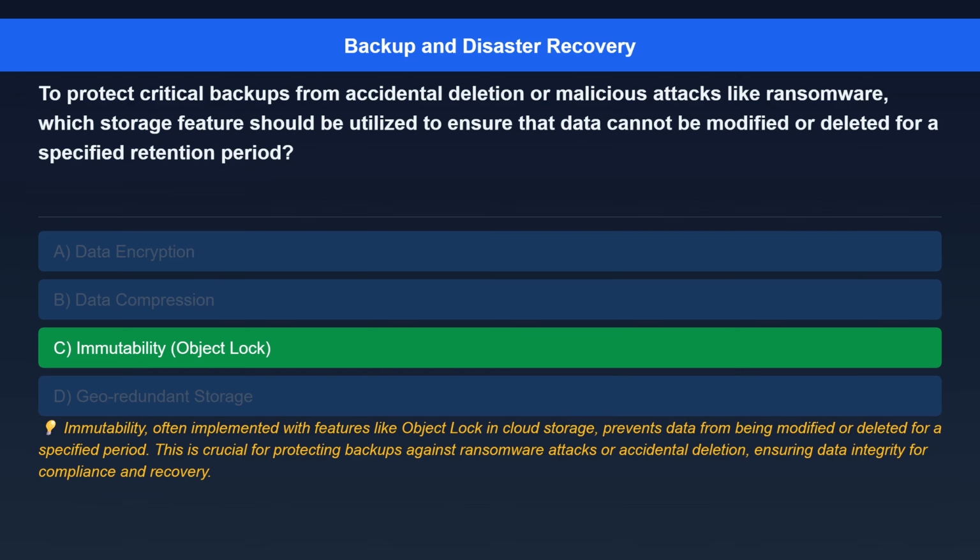The correct answer is immutability, object lock. Here's the explanation. Immutability, often implemented with features like object lock in cloud storage, prevents data from being modified or deleted for a specified period. This is crucial for protecting backups against ransomware attacks or accidental deletion, ensuring data integrity for compliance and recovery.